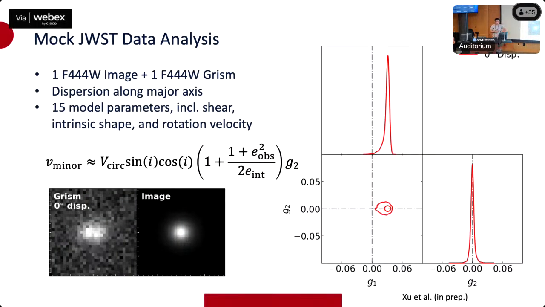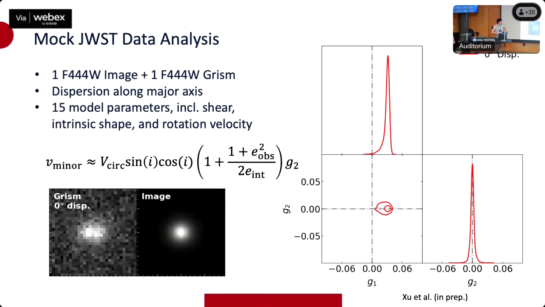Okay, before going to real data inference, we first look at mock JWST data analysis. So here we assume we have one broadband image from JWST F444W and one GRISM from the same band. The dispersion direction is along the X. The image's major axis is also along the X axis. And we run our pipeline on this mock data.